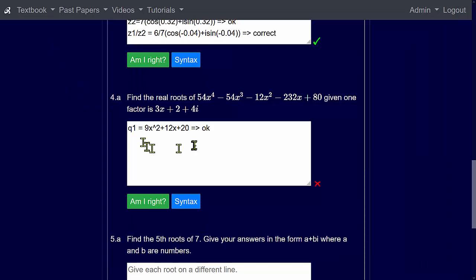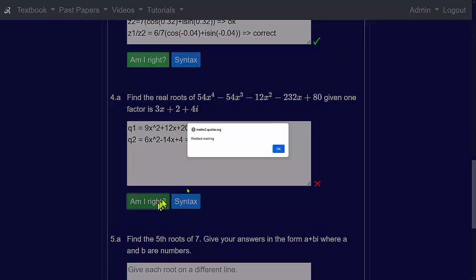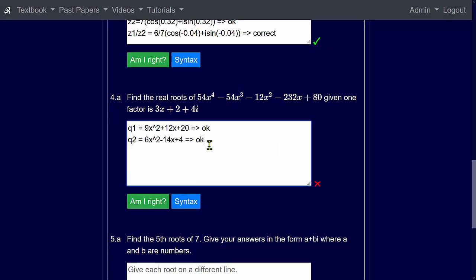So I'll put that back in here. So we've got Q2, which is the second quadratic. Oops, hang on. Q2 is equal to 6x squared minus 14x plus 4. Okay, and are we right? Certainly would want to check that. Yep, we are. So far so good.